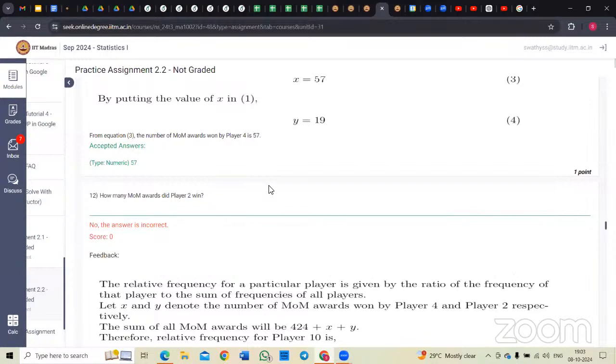What's your doubt in this? Jyoti? Yes. What's your doubt in this? Anybody having any other doubt?